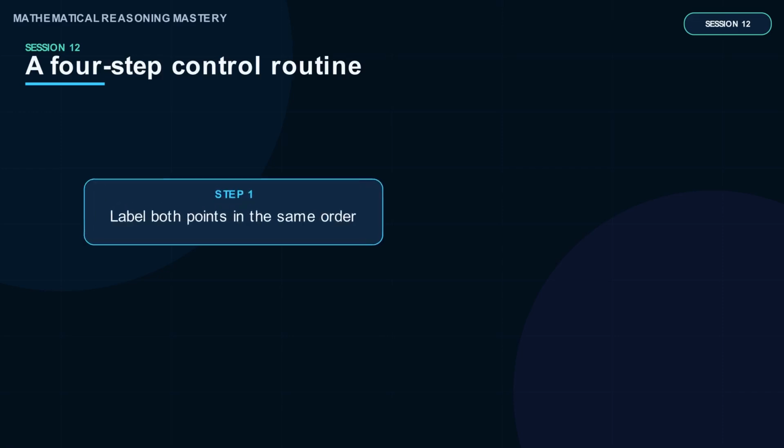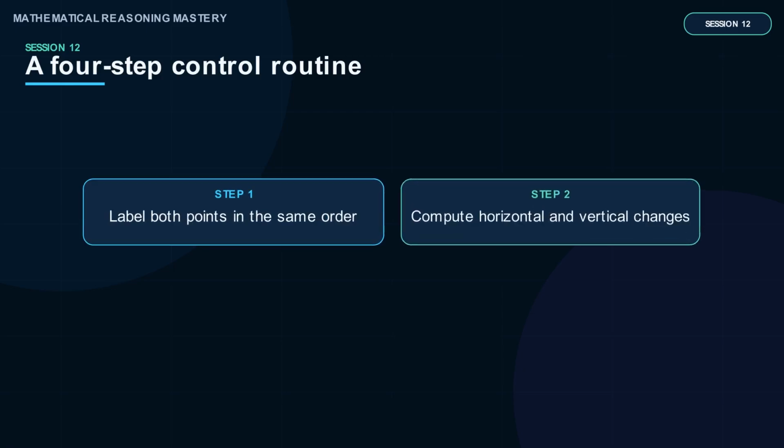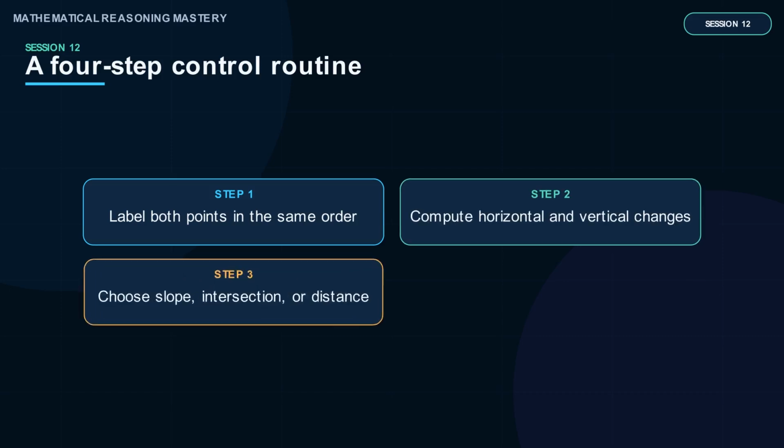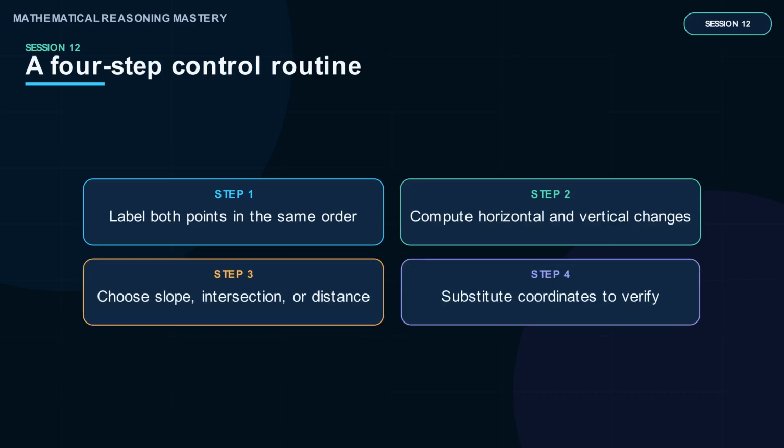Step 1. Label both points in the same order. State the target and preserve its units or conditions. Step 2. Compute horizontal and vertical changes. Use a separate line so signs, factors, and labels remain visible. Step 3. Choose slope, intersection, or distance. Keep the reasoning efficient, but never skip an operation that could hide an error. Step 4. Substitute coordinates to verify. Verification is part of the solution because it tests the answer from another direction.